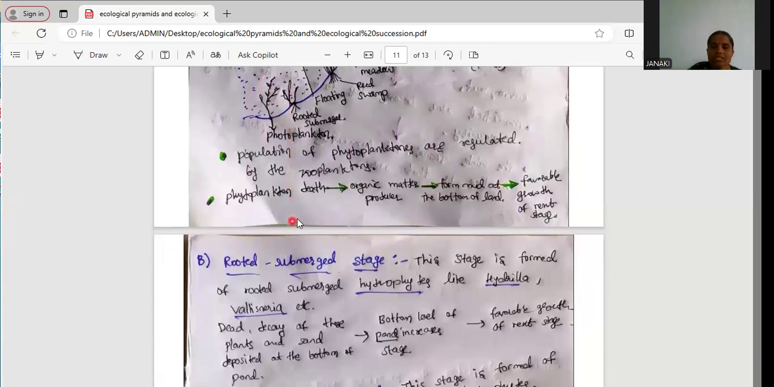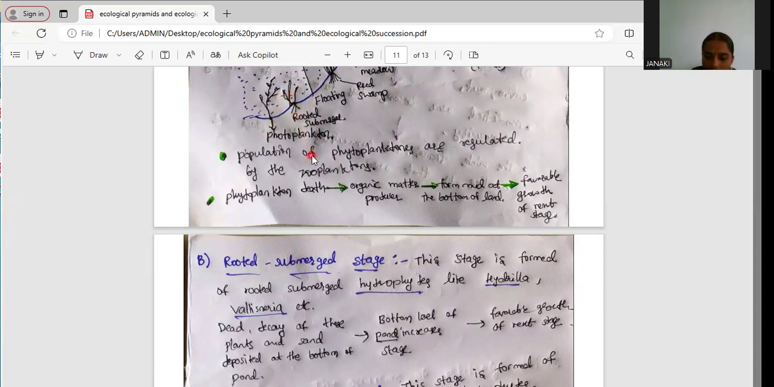Next, the rooted submerged stage. This stage is formed of rooted submerged hydrophytes like Hydrilla, Vallisneria, etc. Hydrilla is an example of a rooted submerged plant. See this picture. The dead decay of these plants and sand deposits accumulate at the bottom of the pond.